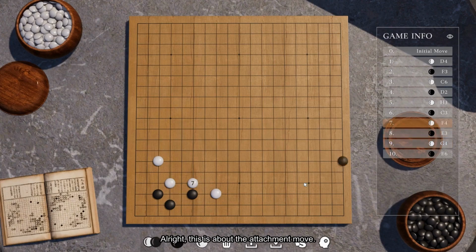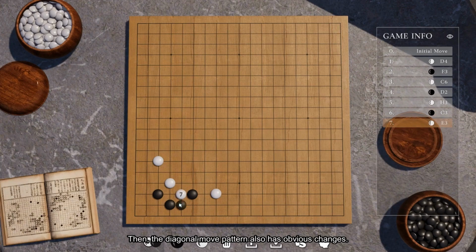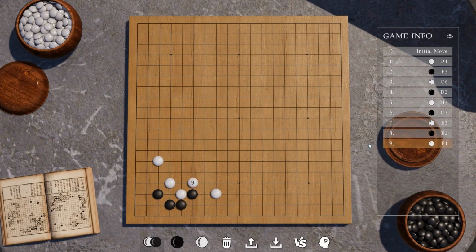Alright, this is about the attachment move. There is a huge difference between AI and human understanding. Then, the diagonal move pattern also has obvious changes. The diagonal move, followed by a tiger's mouth, is a very common human move.